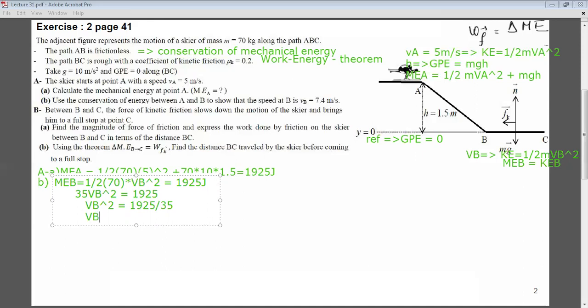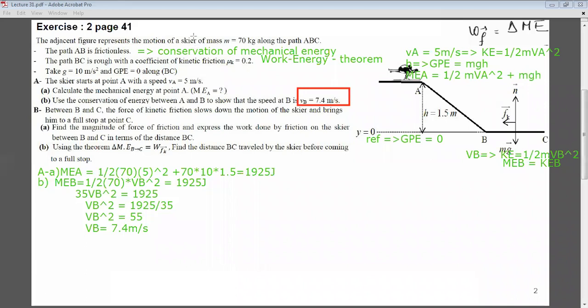VB squared is equal to 55, so VB is equal to the square root of 55. This gives me 7.4 meters per second. So exactly the number given here. Okay, so we prove it.